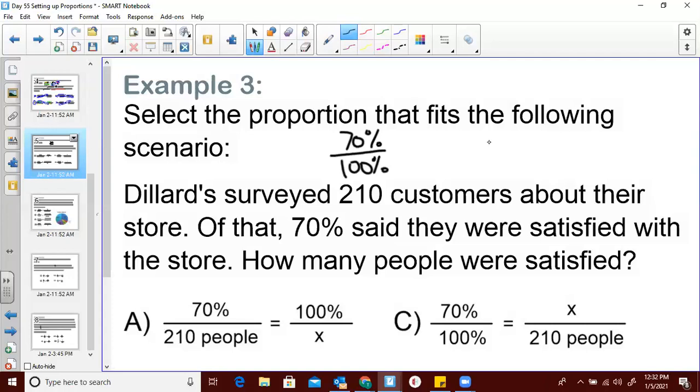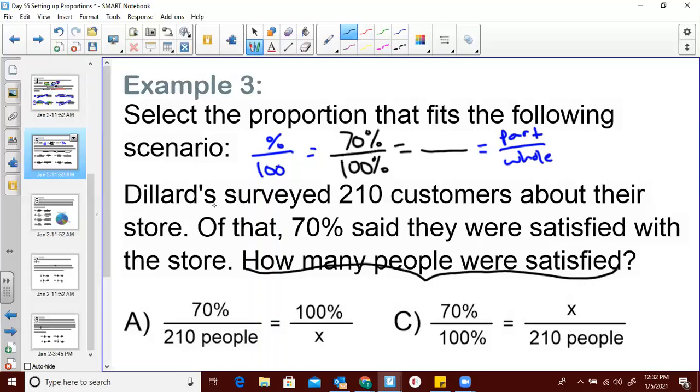All right, now we have our other fraction. So again, I just want to point this out: you have percent over 100. Well, over on our other side, we're going to use what we just went over, which was part over whole. And we have to look at what the question is asking us. So the question is saying, how many people were satisfied? Let's see, Dillard surveyed 210 customers. So that means out of 210 customers, we want to know how many of these people were satisfied.